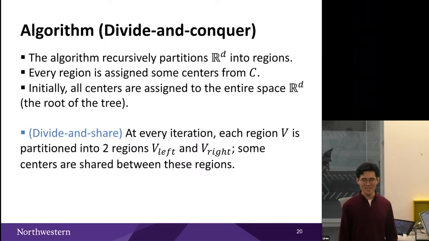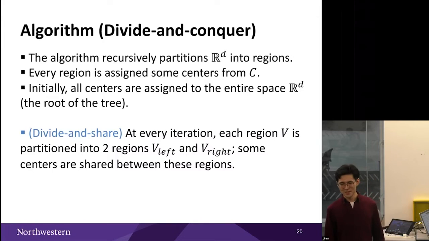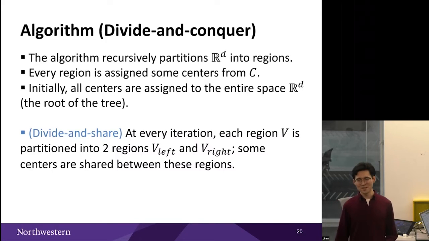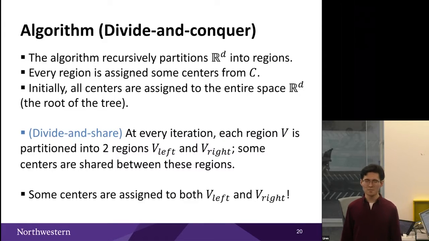Here I want to mention that points are partitioned into 2 disjoint subregions. One point will be partitioned into the region that contains this data point. However, for centers, some centers outside of the region, we might assign to this region. So some centers might be shared by both regions, V left and V right. We will see this more clearly in later animations.